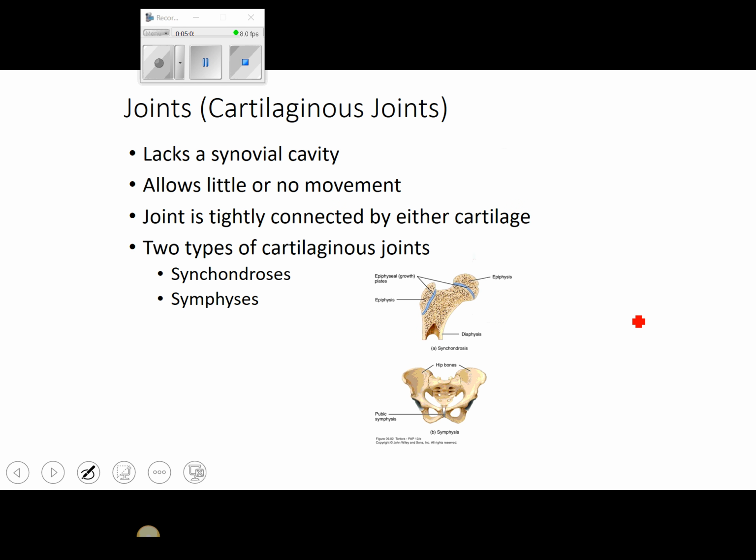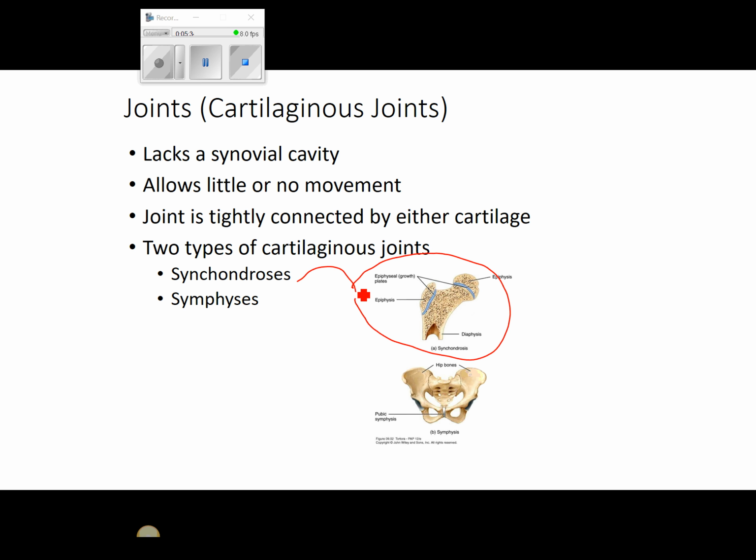Next, you have your cartilaginous joints. These are going to lack a synovial cavity. They allow little or no movement. The two articulating bones are tightly connected by either hyaline cartilage or fibrocartilage. There are two types of cartilaginous joints. You have your synchondrosis, which is shown in this picture here.